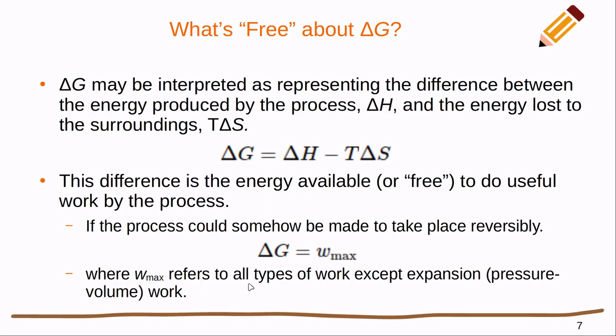Where W max refers to all types of work except for expansion, the pressure volume work. There's a little bit of subtlety that we're not getting into here once we have expansion work, where we actually have to take into account the pressure and volume of the surroundings still. But still, it would give us a sense we would need the delta G in order to figure out the maximum work that would be available in that situation as well. It just gets a little bit more complicated than that.